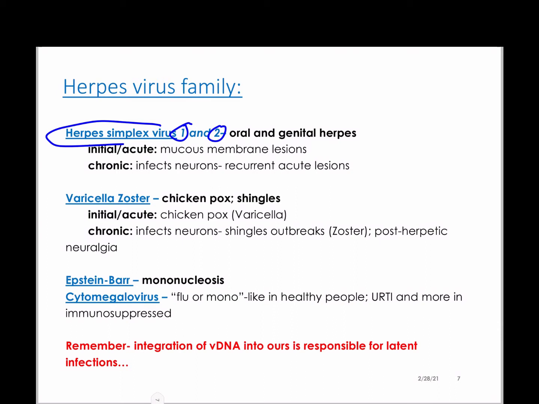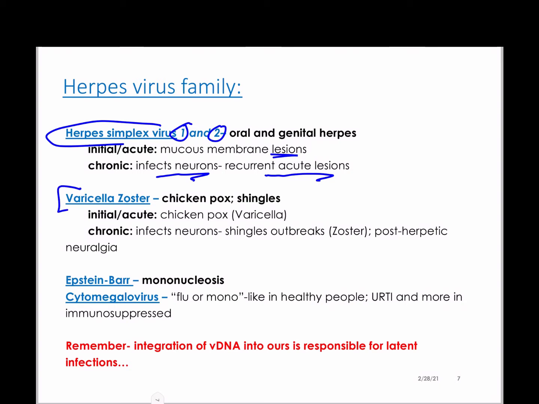The acute or initial infection symptoms are going to be lesions in mucous membranes, so we're going to see those oral or genital anal lesions. The chronic infection looks fairly similar, although the virus is latent within neurons. When it does come out, it's coming back out in those mucous membranes and does look like those acute lesions.